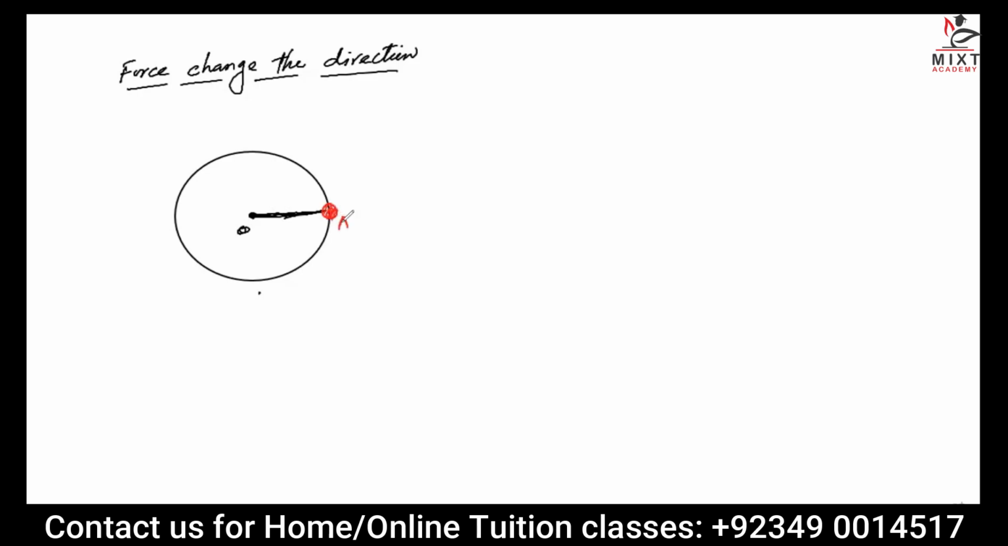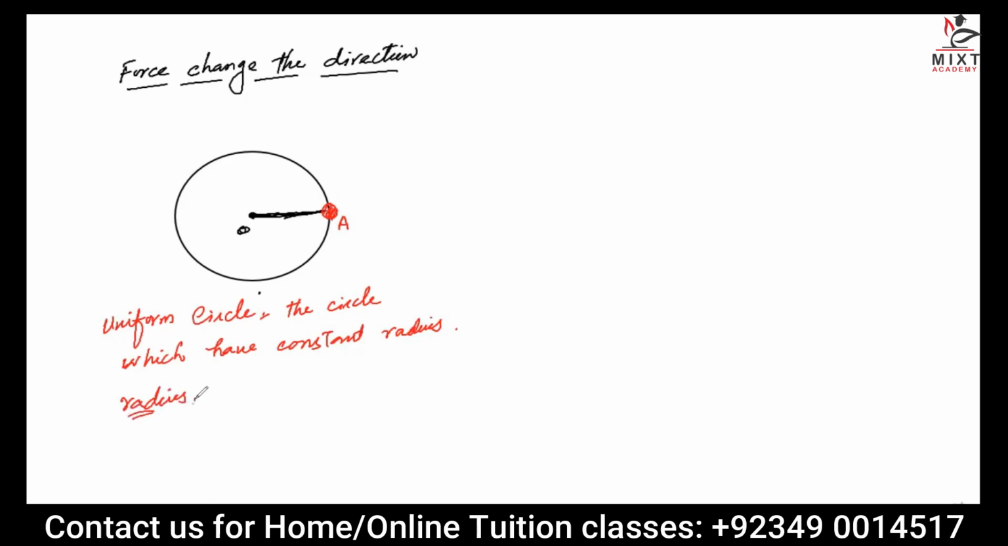For example, this is an object at position A. Now, what is a uniform circle? The circle which has a constant radius. That's fine. Do you know radius? Yes, I know. So kindly write it.